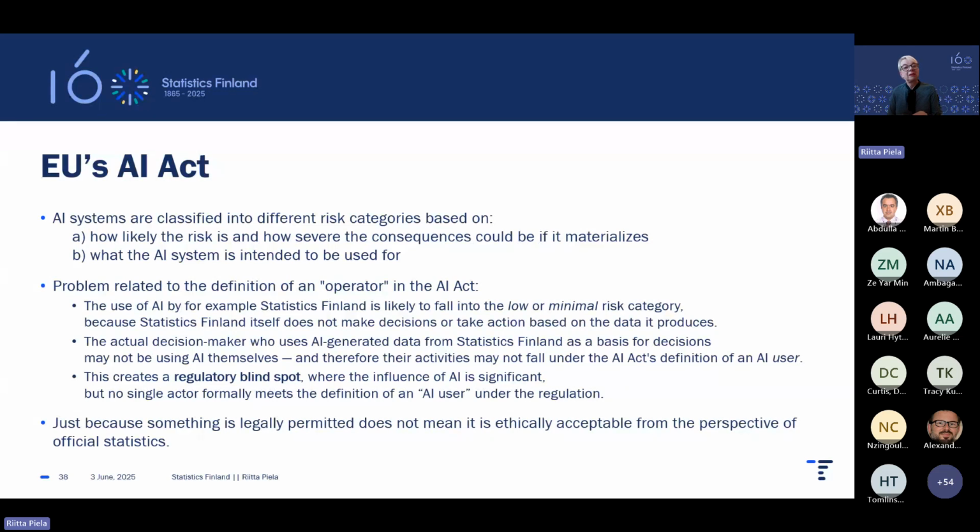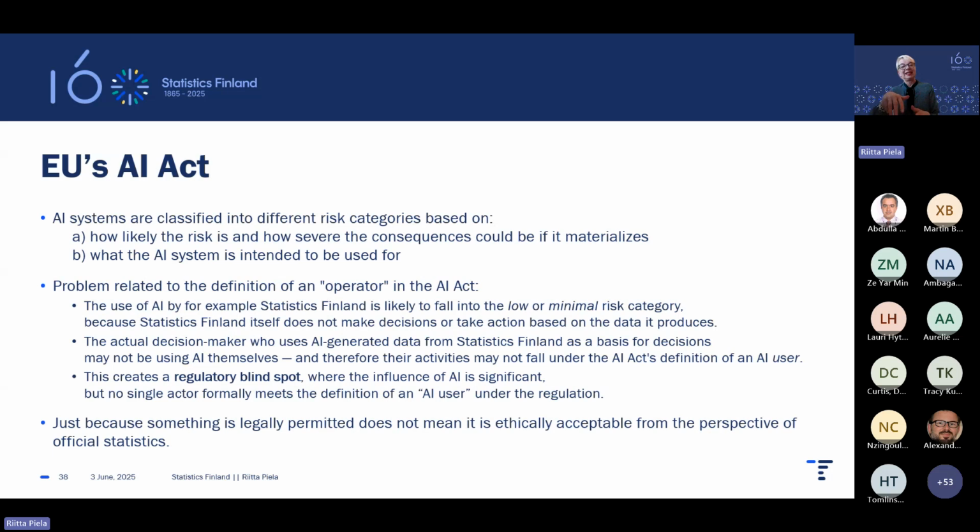The actual decision maker who uses AI generated data from Statistics Finland as a basis for decisions may not be using AI themselves, and therefore activities may not fall under the AI Act's definitions of an AI operator or user. So this creates a regulatory blind spot where the influence of AI is significant, but no single actor formally meets the definition of AI user or operator. I've forgotten the term in English under the regulation.